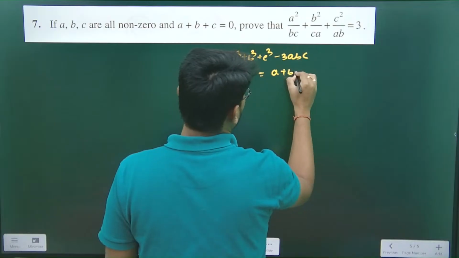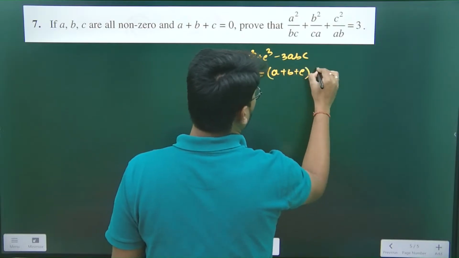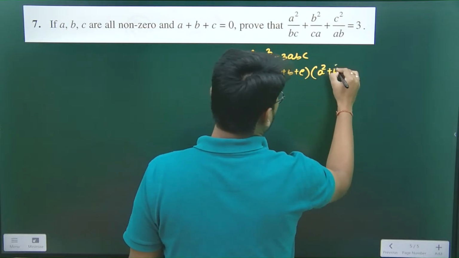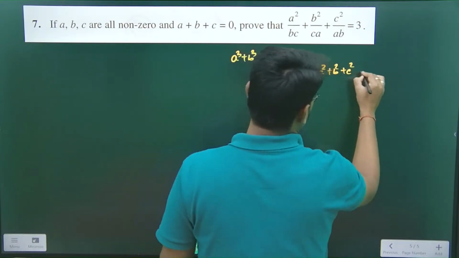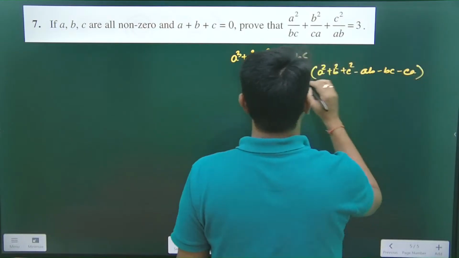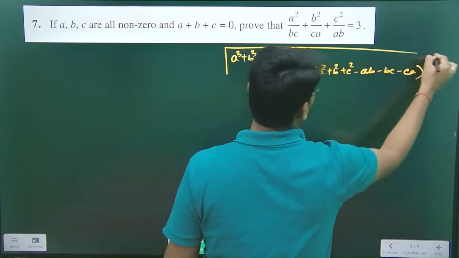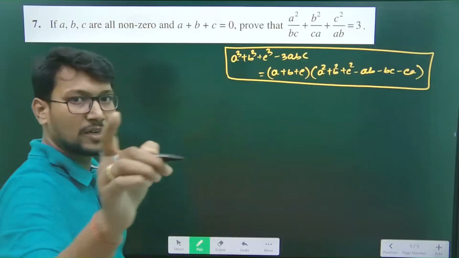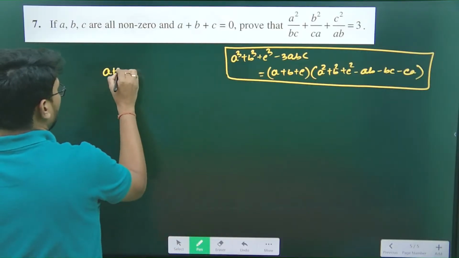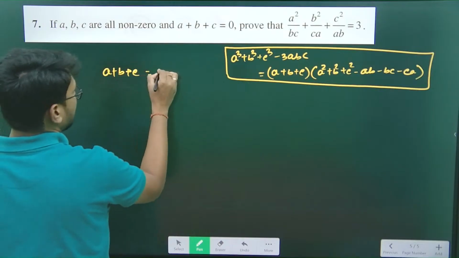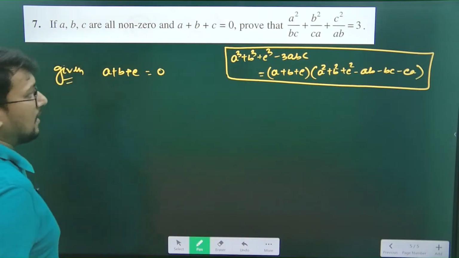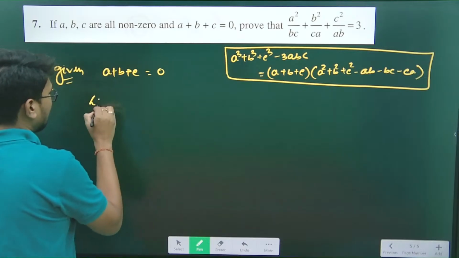It equals (a plus b plus c) multiplied by (a² plus b² plus c² minus ab minus bc minus ca). This is rough work; I have written this identity. Are you clear? Now a plus b plus c is given as 0, so write that it is given that a plus b plus c is 0. Now we will take the LHS in this question.